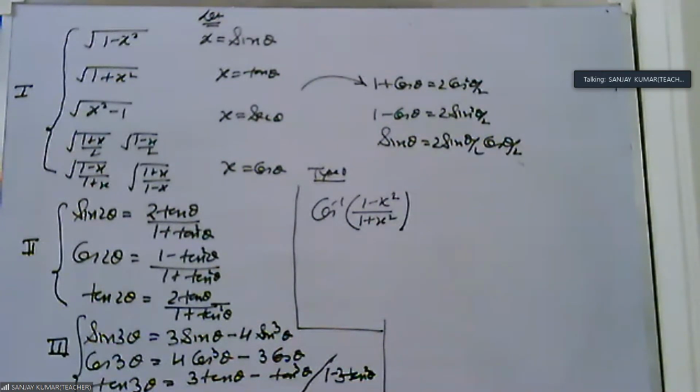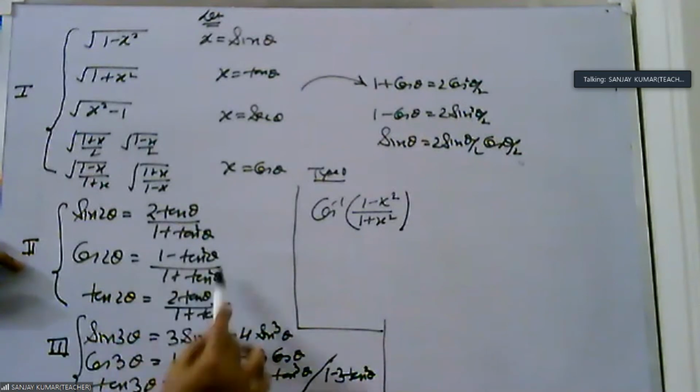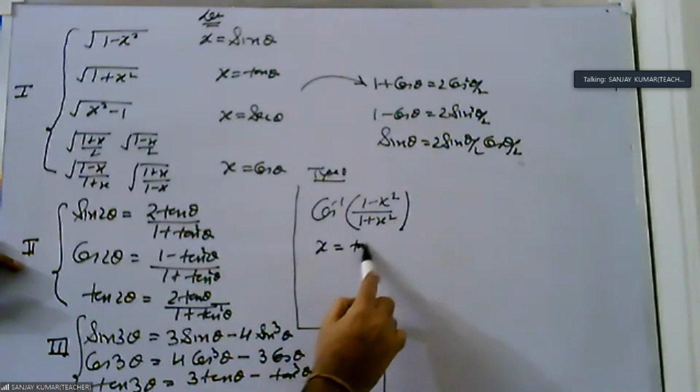Okay, then again you see first. Look, this is not matched with the first. It is matched with the second. Then if it matches with the second, then what do we do here? Now we are supposing x is tan theta.